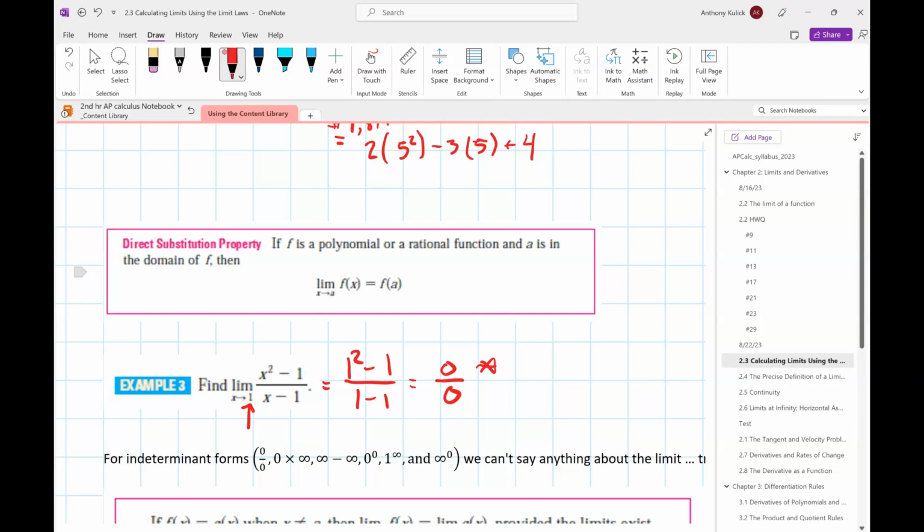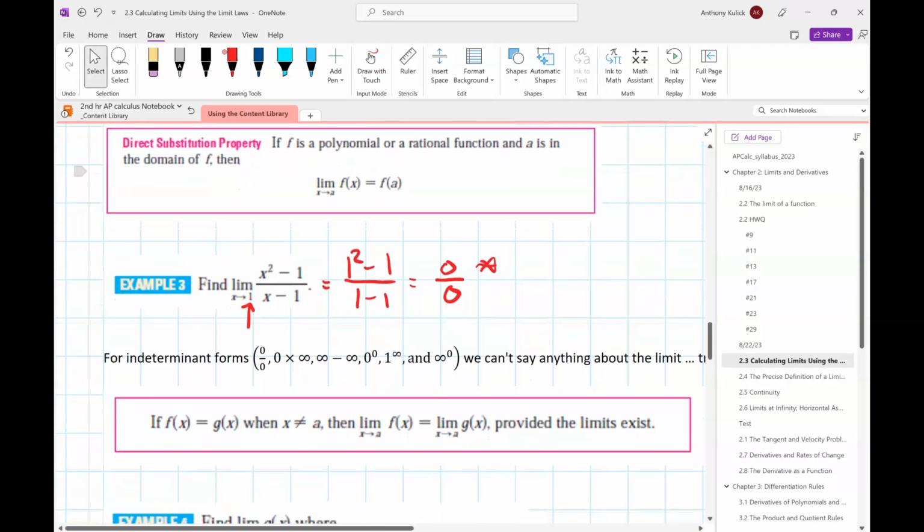There are actually 6 indeterminate forms, which I've listed below: 0 over 0, 0 times infinity, infinity minus infinity, 0 to the 0, 1 to the infinity, and infinity to the 0. These do not mean undefined. They literally mean you can't say anything about the limit, because you could almost make the limit equal any value you want it to. If you want to be careful, you could say 0 over 0 equals 7. You could make it equal 6. You can make it equal 5. It just doesn't tell you anything.